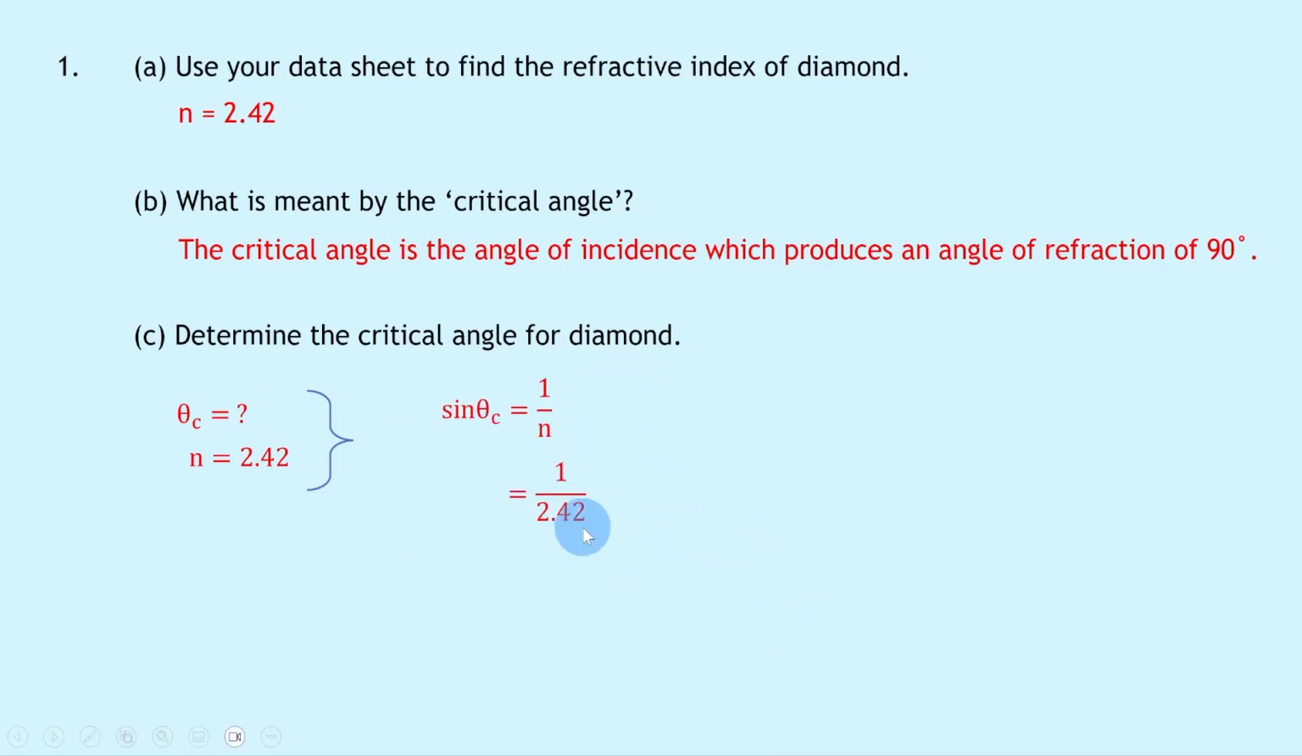So if we then just do 1 divided by 2.42 in your calculator, you should get a value of 0.413 and so on. And keeping those digits in your calculator and then doing the inverse sine or shift sine of that should give you an answer for theta C of 24.4 degrees.